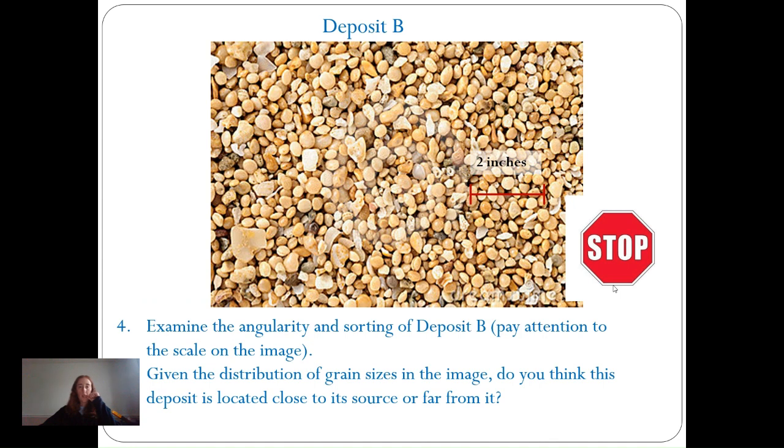You have a second deposit that you're going to examine. Again, for scale, this would be about 2 inches across. I want you to examine the angularity and the sorting of this second deposit. And then given the distribution of the grain sizes in the image, do you think this deposit is located close to its source or really far away from its source?